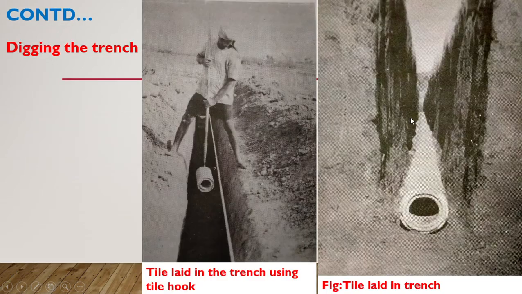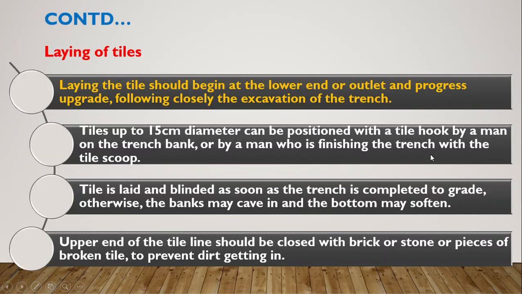When we are creating this trench, the side soils are not stable. So as soon as we have created the trench and placed the tile, we have to blind the tile, either by using envelope material or by using some sand or topsoil. If we are not doing that, the sides will cave in, and the drainage system will be affected by that process. That is the thing.